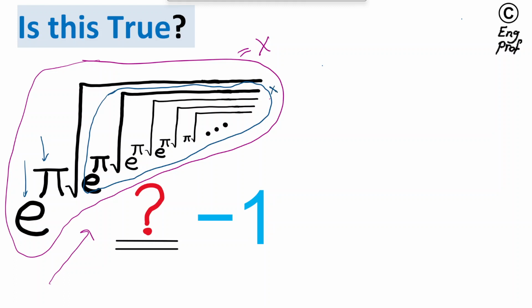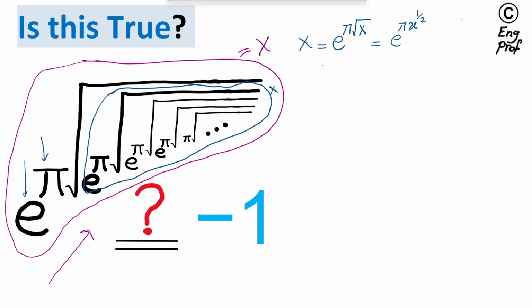Therefore, I can effectively write that the unknown x, which is the whole thing, as I said, is equal to e to the pi, and then square root, and x. So can we solve this? Obviously we can also write this in the form of e to the pi, x to the power 1 over 2.